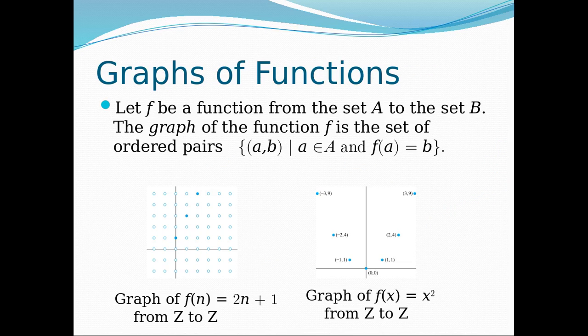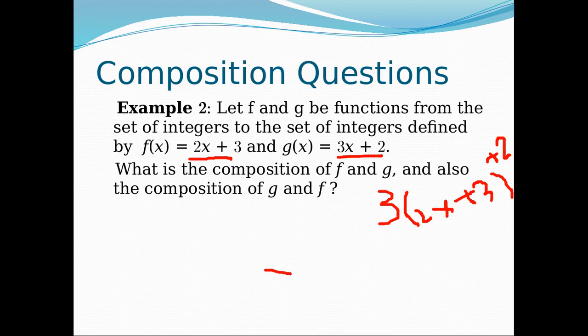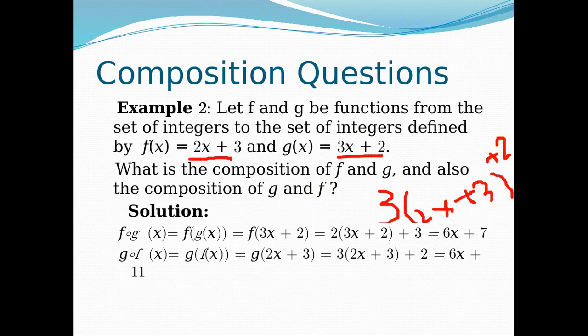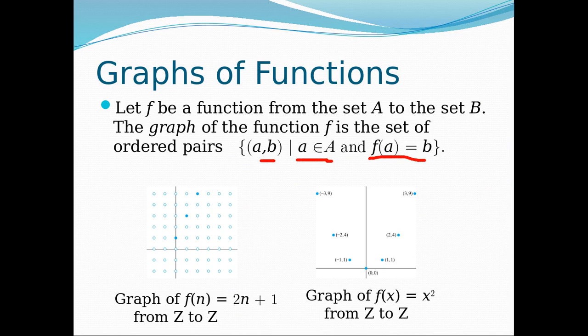So we can also build graphs of functions. Let f be a function from the set A to B. The graph of the function f is the set of ordered pairs (a, b) such that a is a member of A and f of a is equal to b. So f of n is equal to 2n plus 1. Now this is how we are building the graphs. You must have already built graphs in high school, but let's do them again.